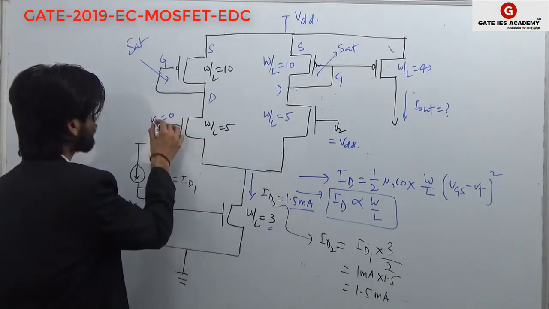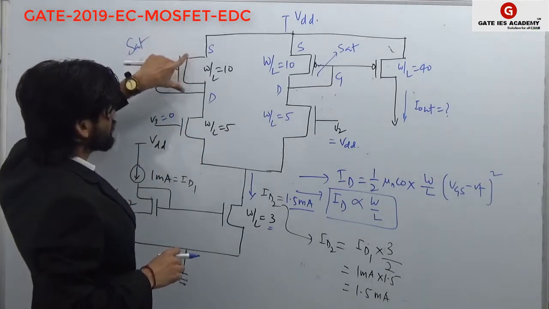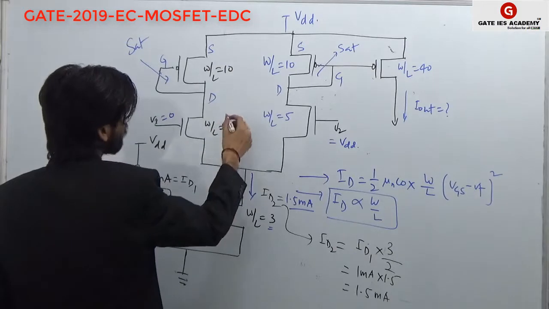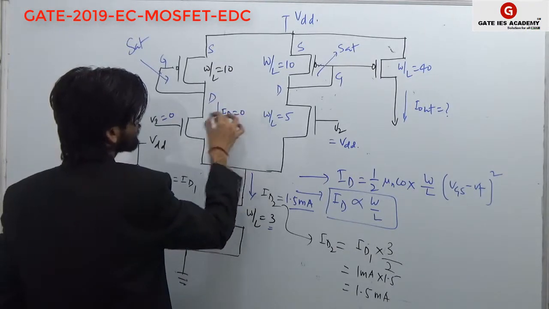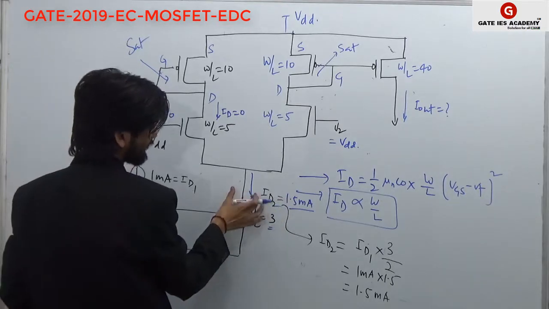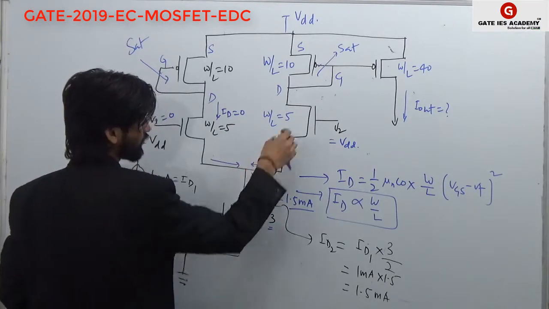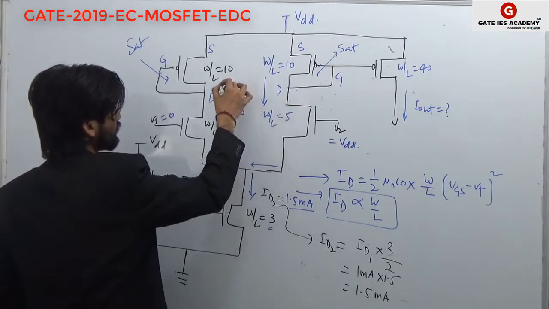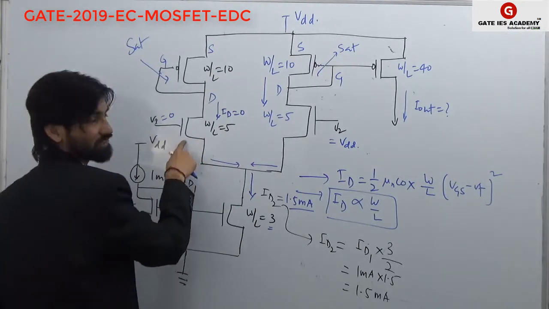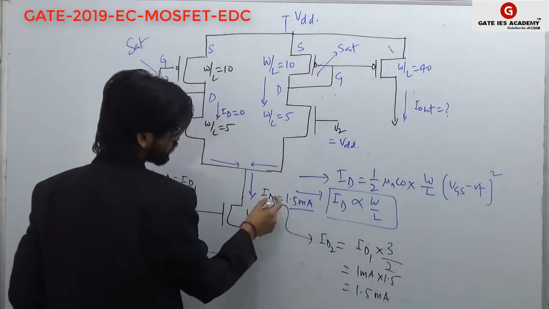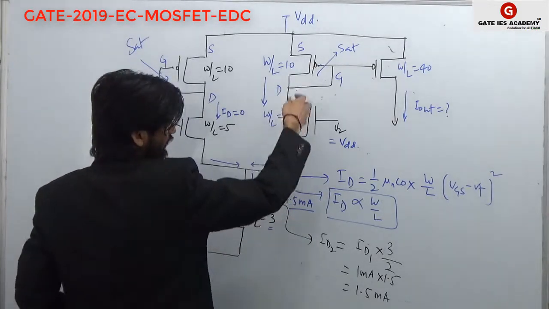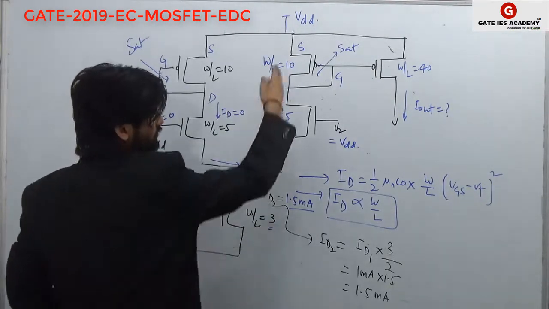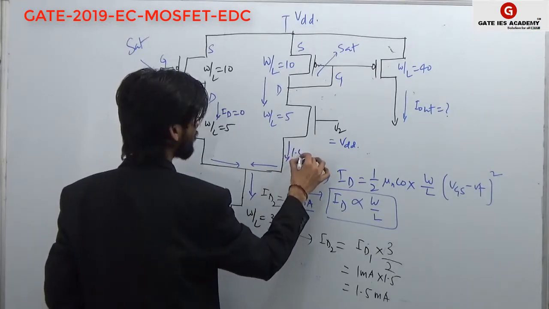Because they have already given V1 as 0, no current can flow through this transistor, so ID is 0. The current is coming from these two transistors, but this transistor will always be off and this transistor will be on. So the 1.5 milliampere will be hogged by this one. The entire current will flow from this part of the circuit, so the current flowing is 1.5 milliampere only.